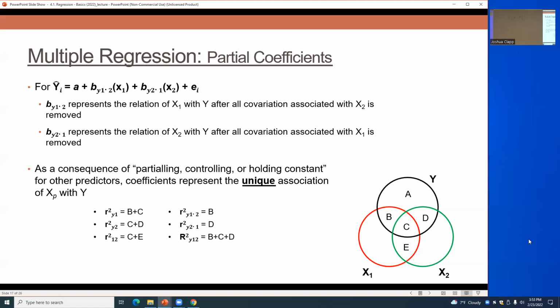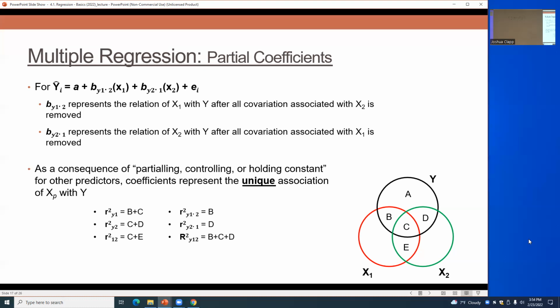Yep. Remember that our partial correlations are giving us a metric of the unique association of X and Y. Region C isn't unique to X1. That's also shared. That's overlapping with X2. So what we do is we pull that out. And so the portion of variability that's uniquely associated with X1 is just B. X1 overlaps with Y in section C, but that's also shared with X2, so that gets pulled out.